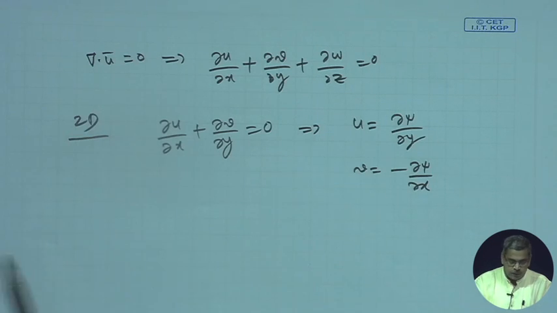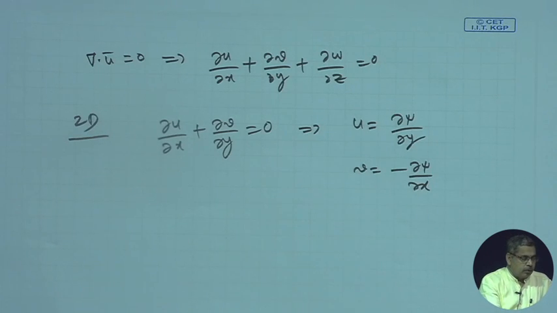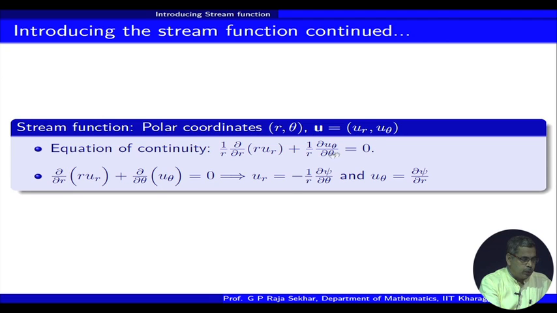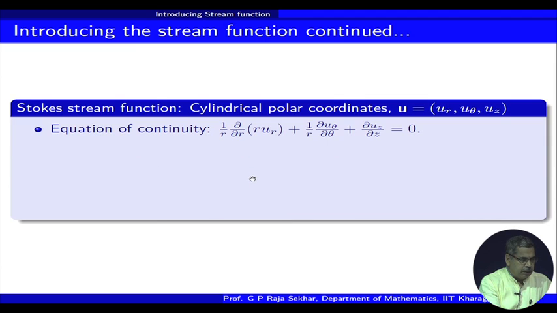Similarly, when it is 2D plane polar coordinates, we have only two velocity components, and we have introduced the corresponding stream function in polar coordinates. Now, the natural question is, can we do it in higher dimensions? Let us consider cylindrical polar coordinates.